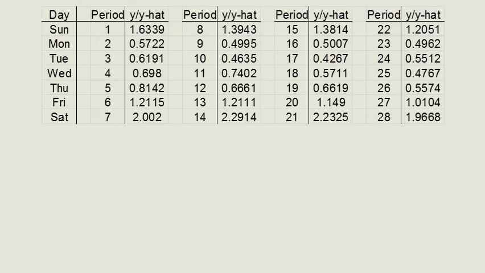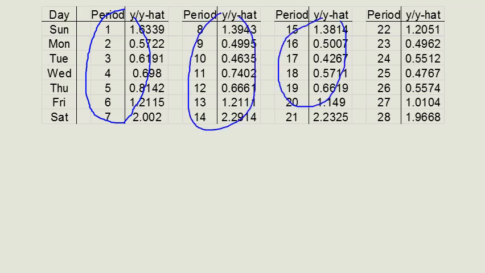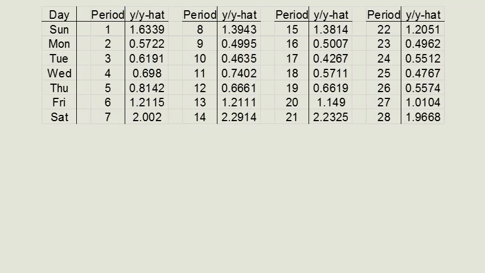For this next part, I find it useful to rearrange the data based on its cycle. For example, this data set has a cycle that repeats every 7 days, so I've broken it up into week 1, week 2, week 3, and week 4. For each time period, I have included its value of y over y hat that we found in the previous slide.